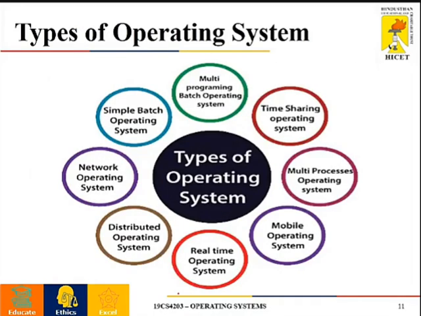Once again, the various types of the operating system are explained in a diagrammatical manner. You can see over here, we have the multi-programming or batch operating system, time-sharing operating system, multi-process operating system, mobile operating system, real-time operating system, or in short, RTOS, the real-time operating system, the distributed operating system, network operating system, simple batch operating system, etc. So these are the various types of the operating system that are available.